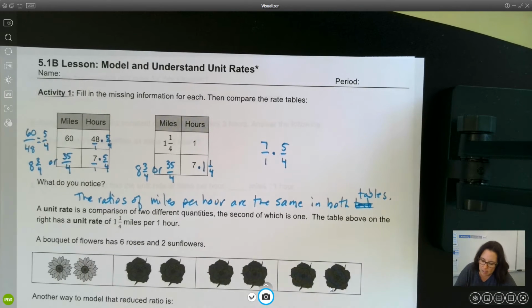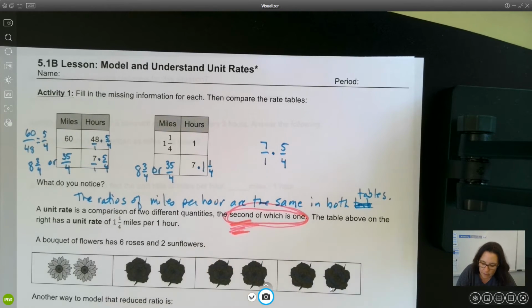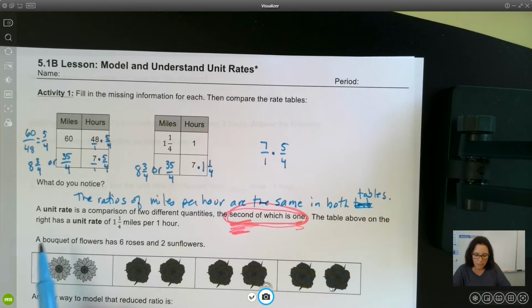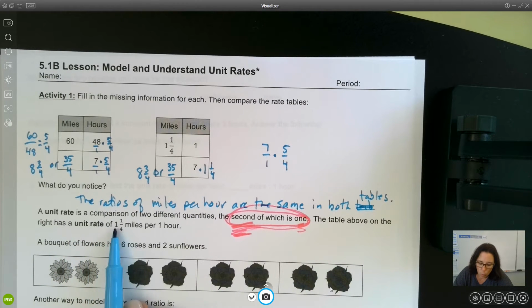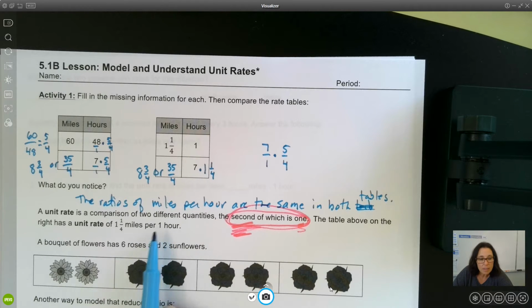Okay, so I cannot emphasize this enough. The second one is a 1. Sometimes kids get the 1 in the wrong spot and they think they're having a unit rate, but the 1 has to be in the second item, the second thing. So we're going to explore that idea with this example here. It says the table above on the right has a unit rate of 1 1/4 miles per 1 hour. This right here, because the 1 is second, that is a unit rate in miles per hour.